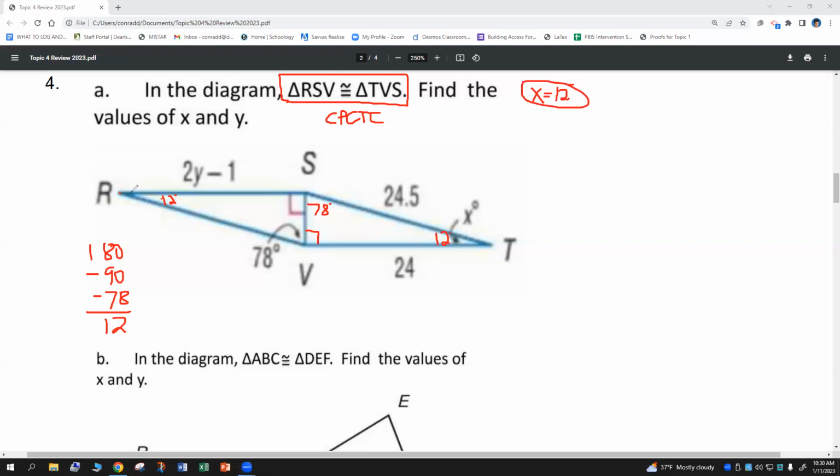Okay, the next one. Y here is part of RS. So RS is going to match up with TV. And since the triangles are congruent, we know their corresponding parts are congruent. So the corresponding sides are congruent. So we know 2y minus 1 is going to equal 24. And then from there, we can just solve. We'll add 1 to both sides, and we'll divide both sides by 2. And we get y equals 12.5.